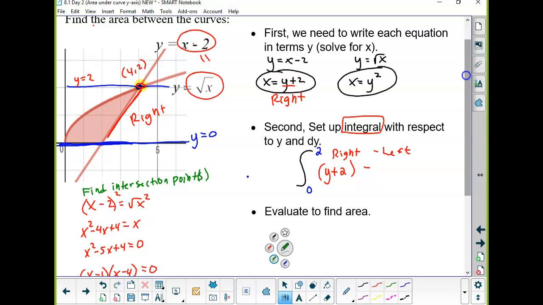And then which one is the furthest to the left? That's the one that's completely farthest to the left. So that would be y equals square root of x. But we want to write that in terms of y. Just for fun, I would always put parentheses around there so you don't ever forget it. And dy.